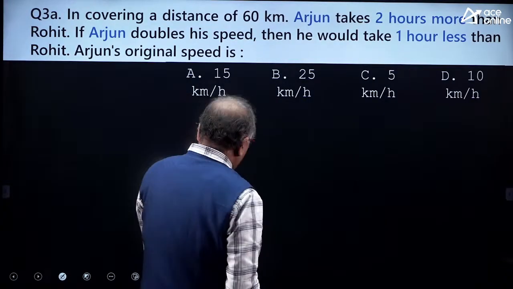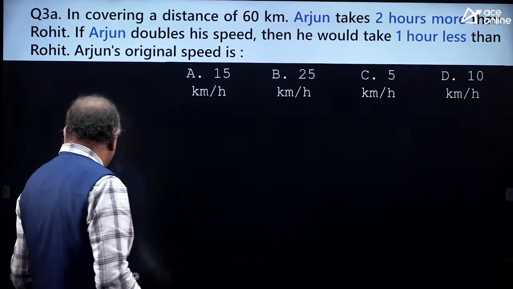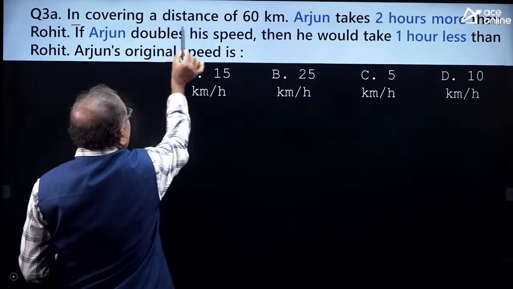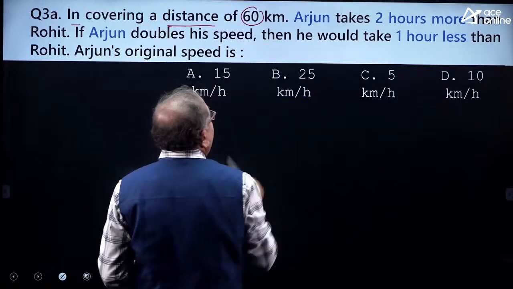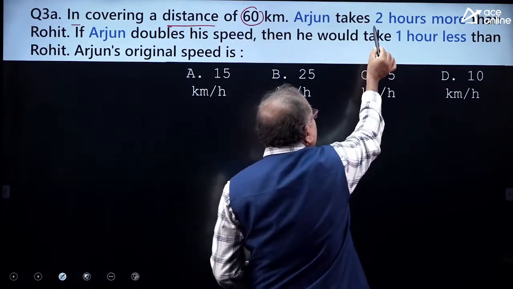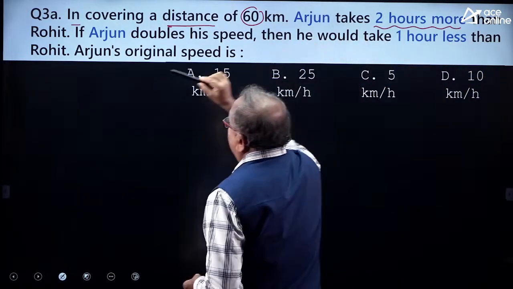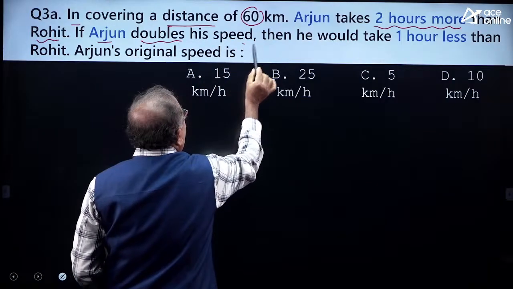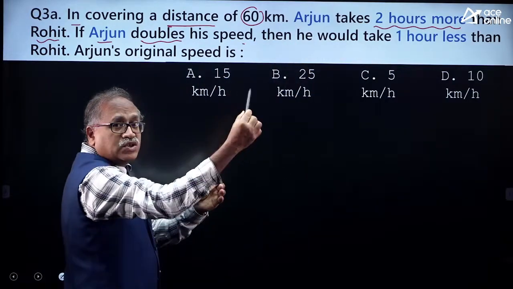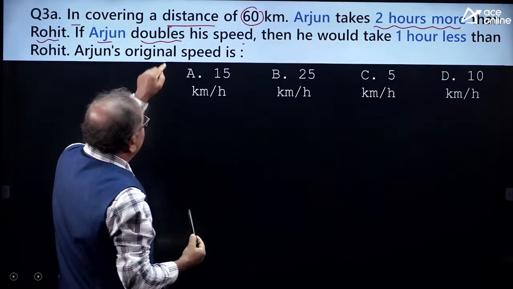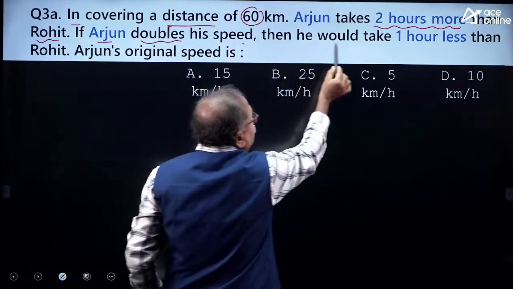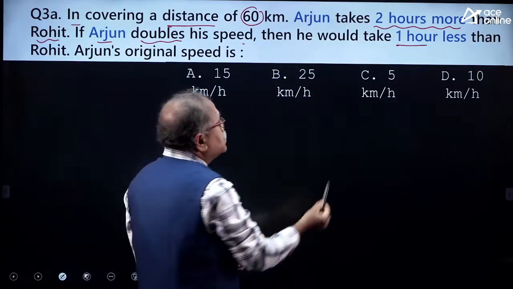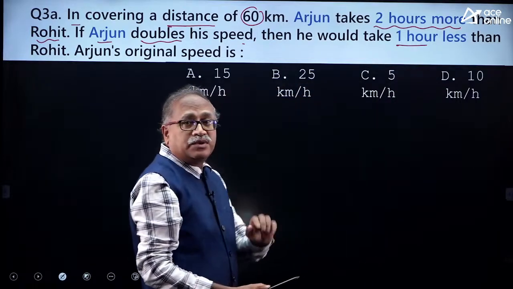And here it is a 3A, that means 2 questions of similar type are there. Now, here in covering a distance of 60 kilometer, Arjun takes 2 hours more than Rohit. Now, when Arjun doubles his speed, initially Arjun takes 2 hours more than Rohit. But if Arjun doubles his speed, then he would take 1 hour less. So, the difference of the time is here 2 hours more, here 1 hour less, that means 3 hours.